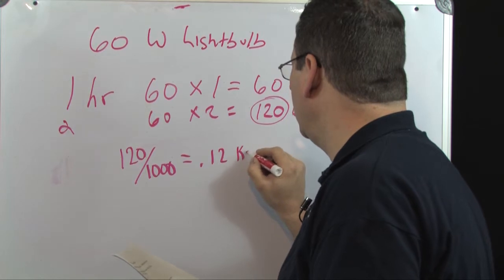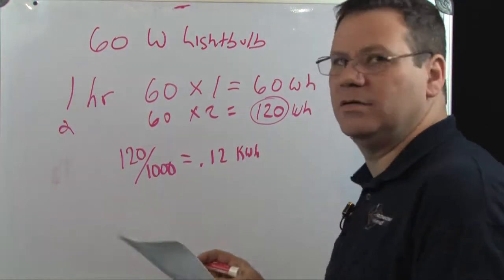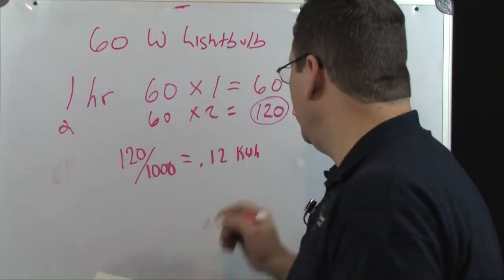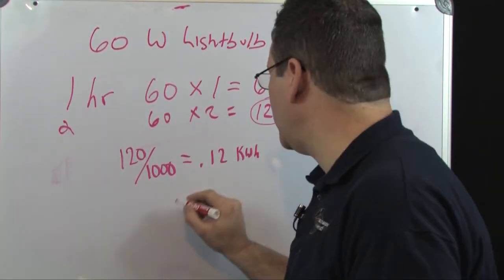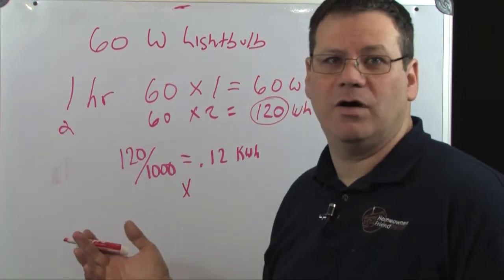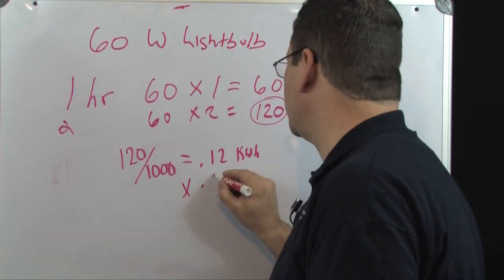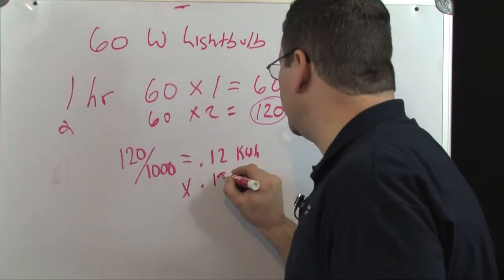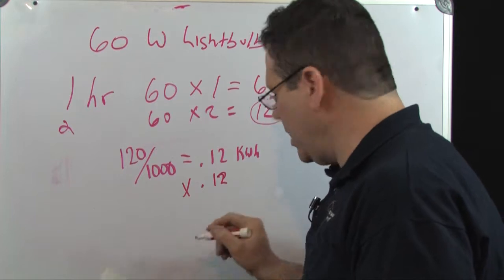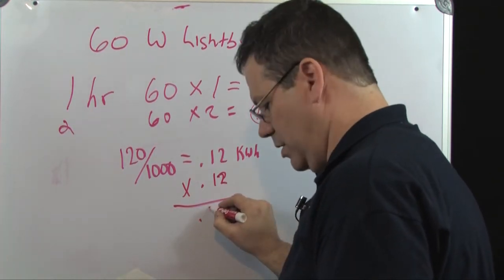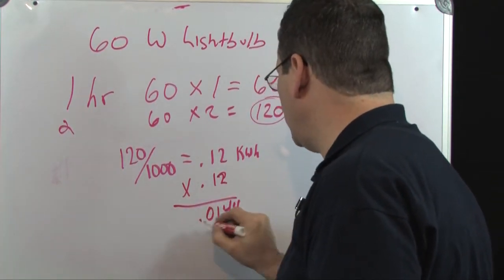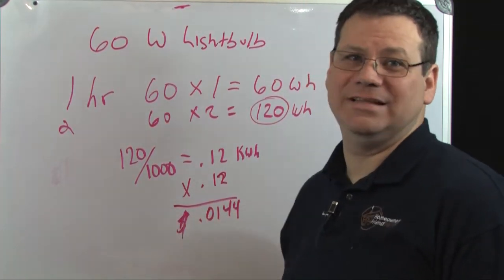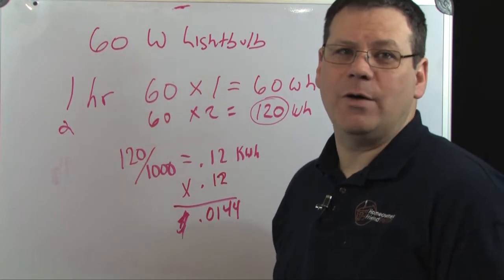0.12 kilowatt hours, 0.12 kilowatt hours. If you wanted to calculate the cost of that, you would of course go 0.12 kilowatt hours times whatever the power cost in your neighborhood, and we'll use the national average. The national average, which is 12 cents, and that would come out to 0.0144, or about 1.44 cents to operate that light bulb for 2 hours.